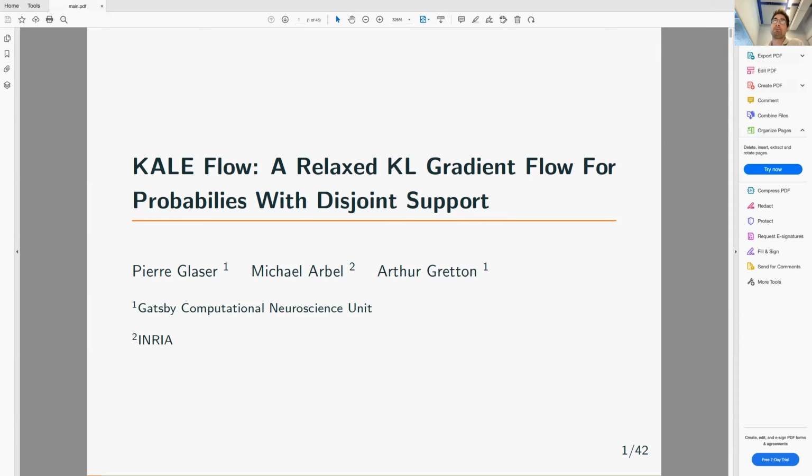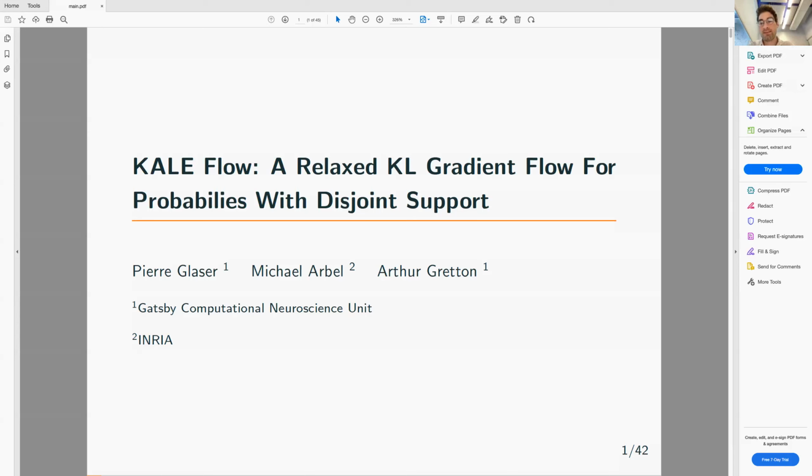I'm going to start with giving a bit of background on probability divergences and make it clear how KALE is constructed. Then I'm also going to discuss what the use cases of KALE are in generative modeling especially. So first, a little bit of background on probability divergences.